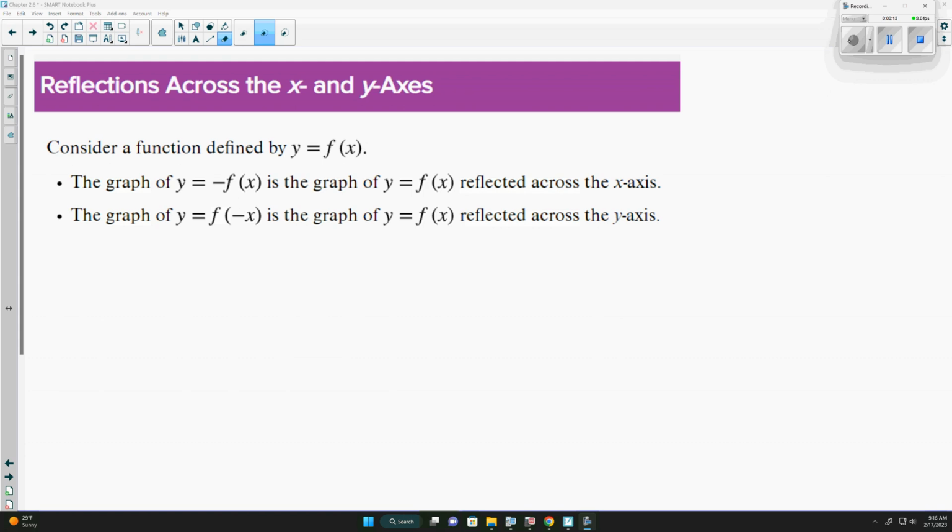Now this video is going to be pretty short, because we only have really 2 more slides left and then we're done. The first thing we're looking at today is this here, reflections across the x and y axis.